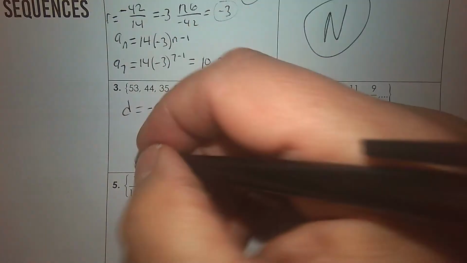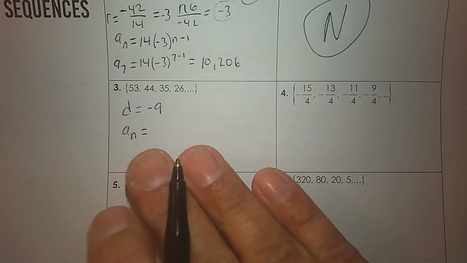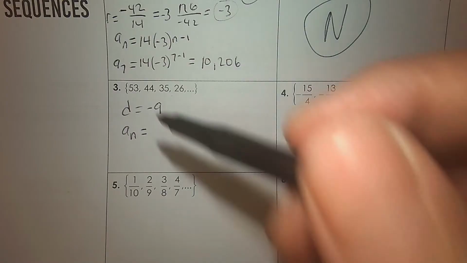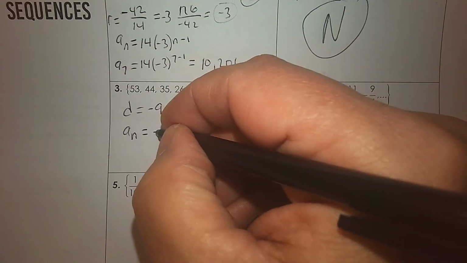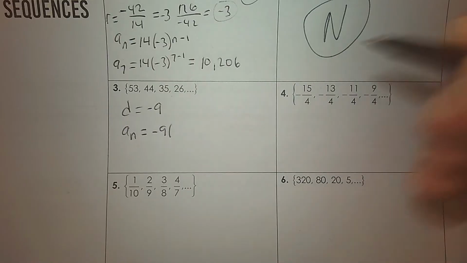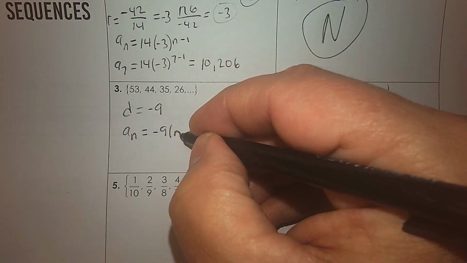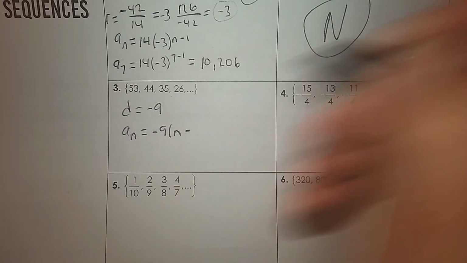Now I need a rule. Jocelyn, do you know how to write an arithmetic rule? Yeah. Good. Would it be 53? You know what I'm going to start with? What I just came up with, which is? Oh, -9. And then? 53. N minus 1. Yes, and here's the power of it.